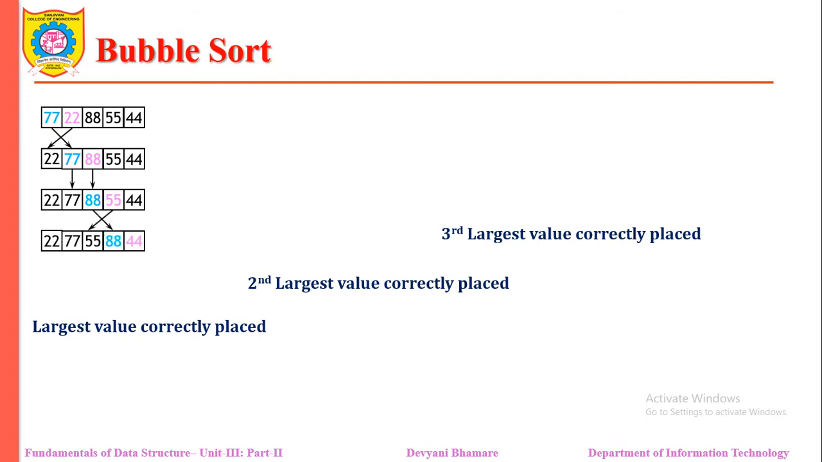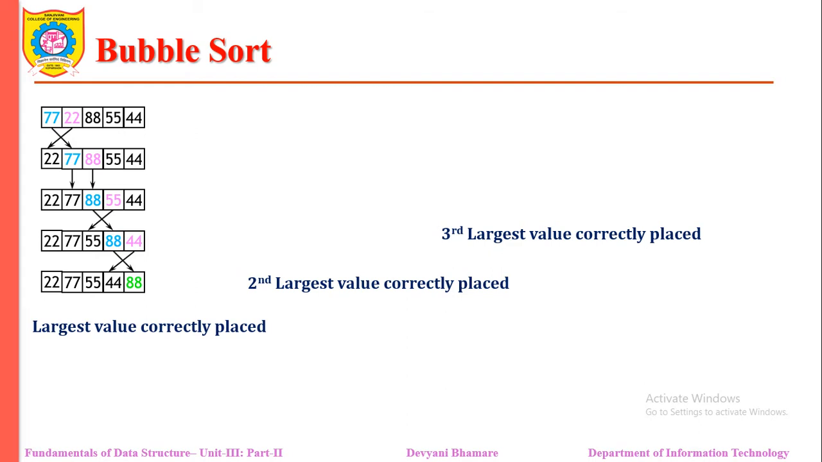In the next part, we see that 55 and 88 are swapped. So we identify that 88 is the largest element and it is placed in its appropriate place. Means we can say that the first largest element is correctly placed at its proper place.